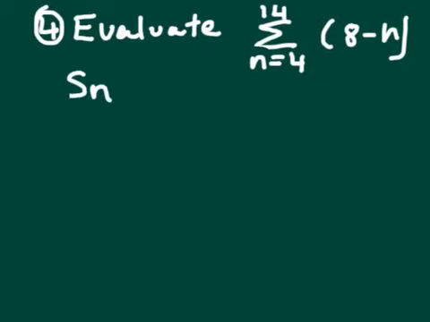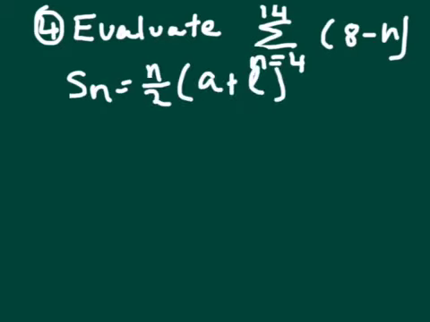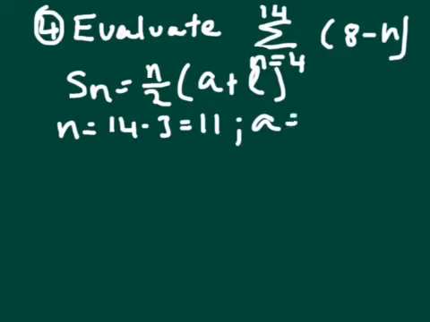Okay, Sn equals n over 2, A plus L. Okay, so our value for n here, now just be a little bit careful. There are 14 terms in the whole series, but we're not interested in the first 3 terms. So what we're going to do is say that n is equal to 14 minus 3, which equals 11. And A is equal to, well, we're going to substitute n equals 4 into our rule. So 8 take 4 is equal to 4, obviously. So A equals 8 take 4, which equals 4.